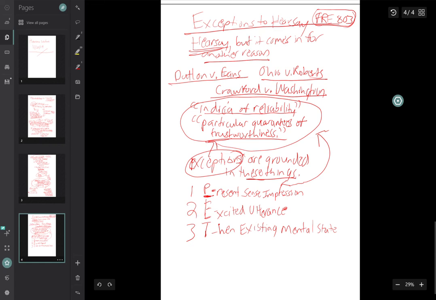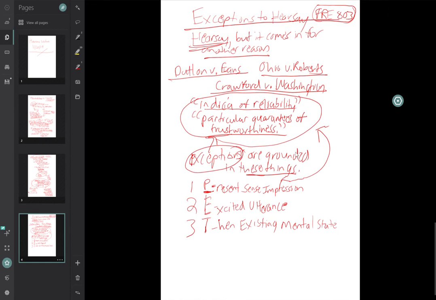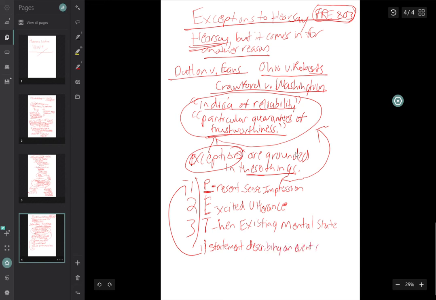Alright, y'all with me? Now, what do these things mean? Well, I'm going to write the corresponding number for the corresponding exception and then explain it. So, the present sense impression, it's a statement describing an event or condition immediately after or during the declarant perceived it.